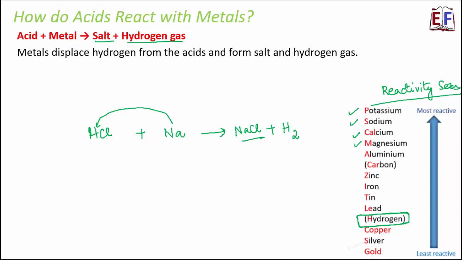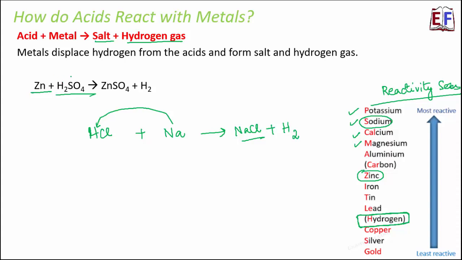So in this case, where is sodium? It is here. So sodium is more reactive than hydrogen. Anything which is above hydrogen is more reactive than hydrogen. Let's take one more example. Let us suppose you talk about this reaction, zinc plus H2SO4. Here, where is zinc and where is hydrogen? Zinc is here, so zinc is above hydrogen. So zinc will be able to displace hydrogen.